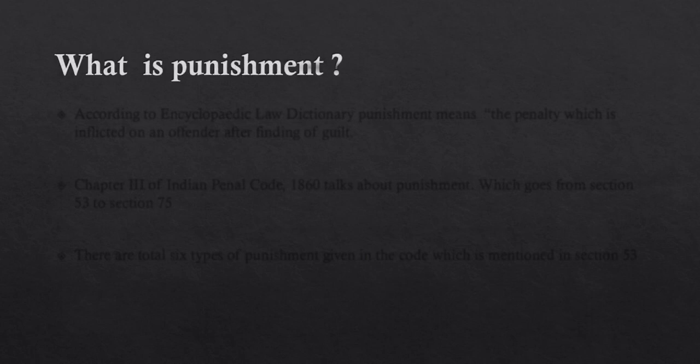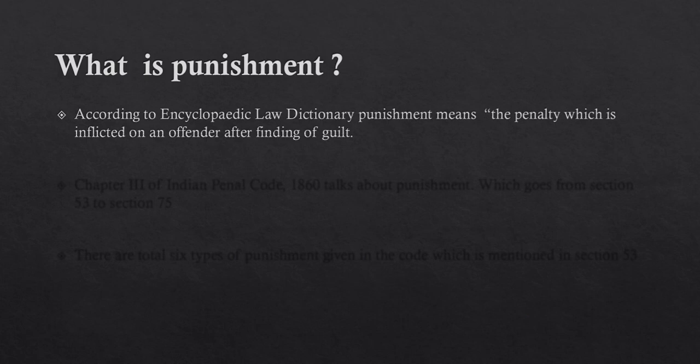So before moving to theories of punishment, we should know the meaning of the term punishment. Punishment means the penalty which is inflicted on an offender after a finding of guilt. When a person is accused of any crime and, after all due procedure, his guilt has been proven, then the penalty the court inflicts on him is known as punishment.